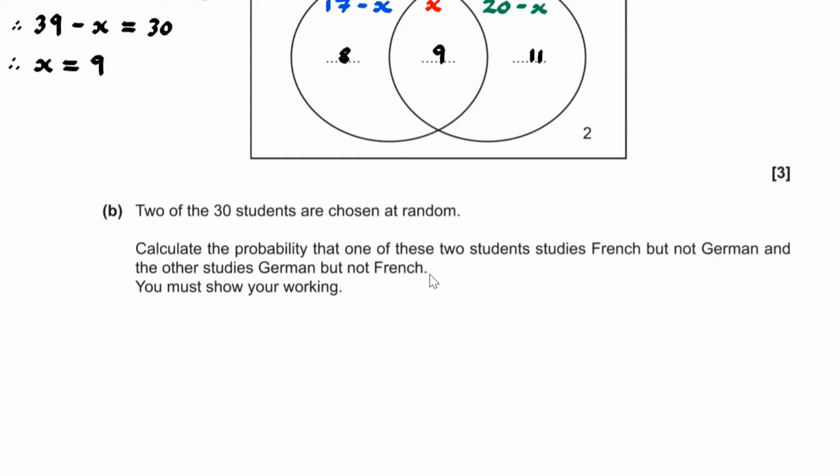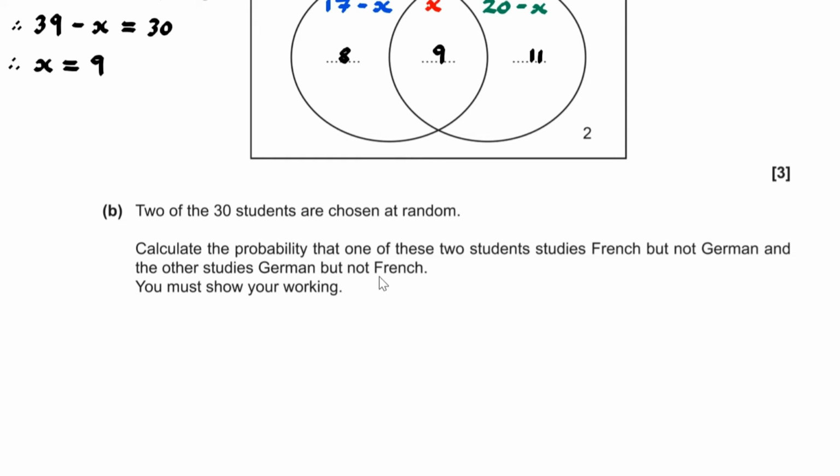For part B of the question, 2 of the 30 students are chosen at random. We have to calculate the probability that one of these 2 students studies French but not German, and the other studies German but not French. You must show your working.